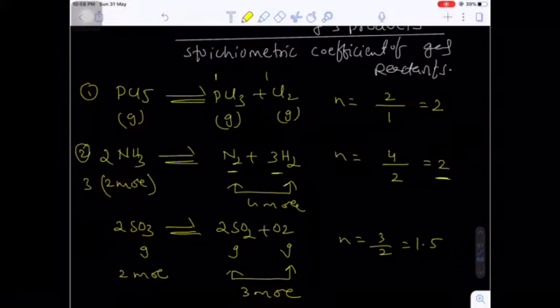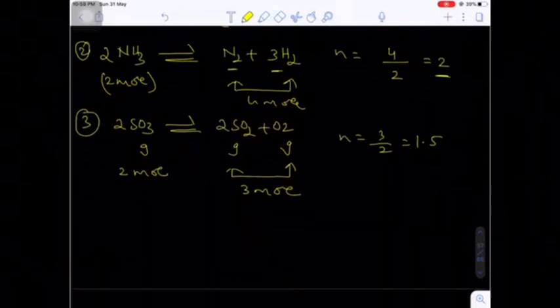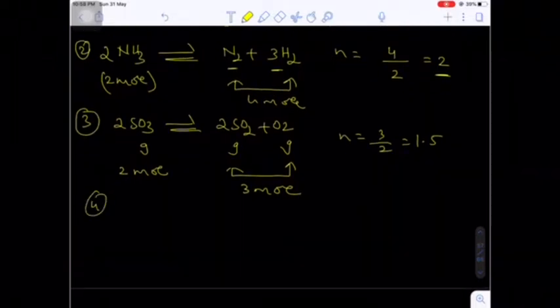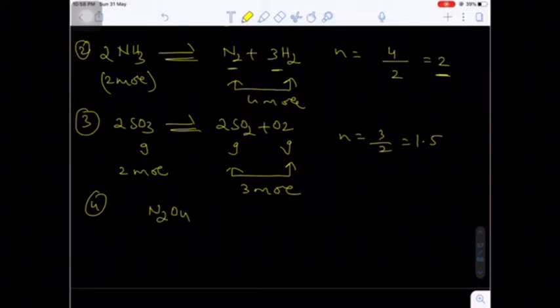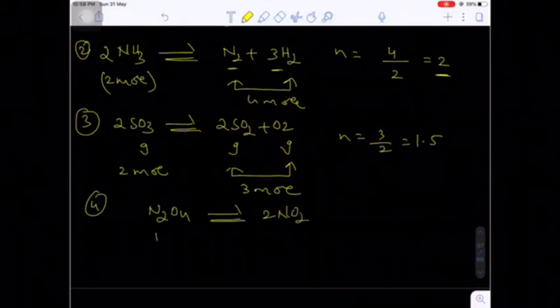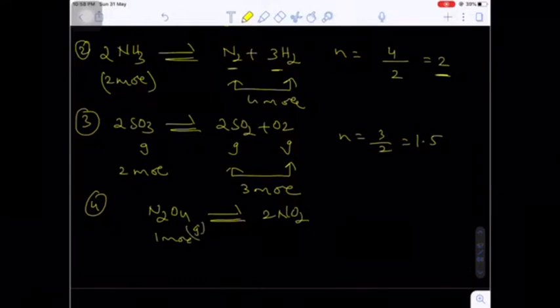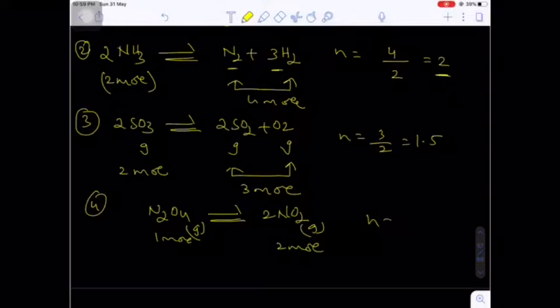Because the n value is not given in the question, only an example is given. With the help of the example we have to identify the n value. Okay. One more example I am taking here. N2O4 in equilibrium with 2NO2. 1 mole of gaseous reactant will give how many moles of gaseous products? 2 moles. That means directly n is equal to 2.